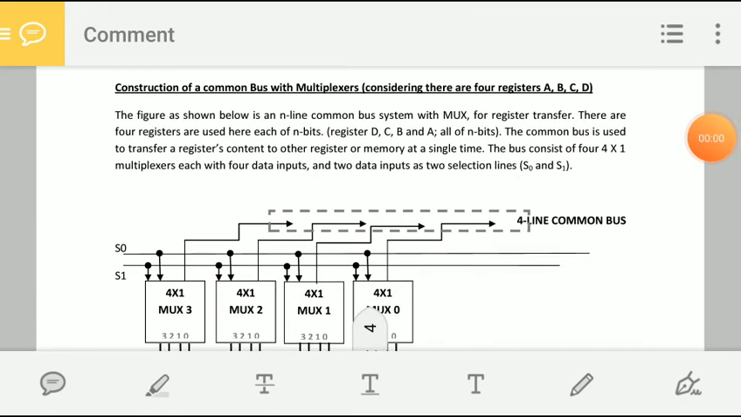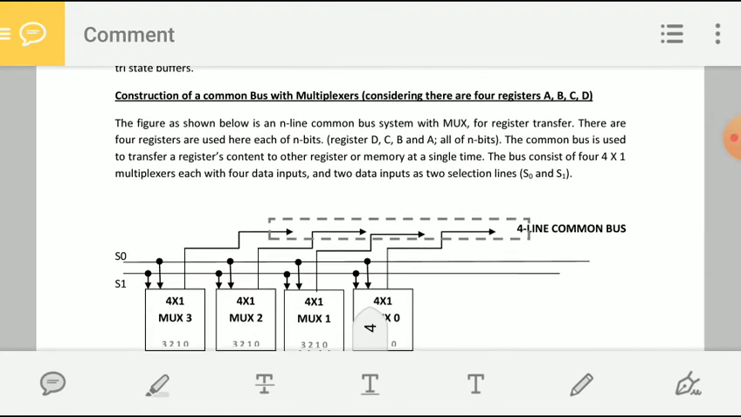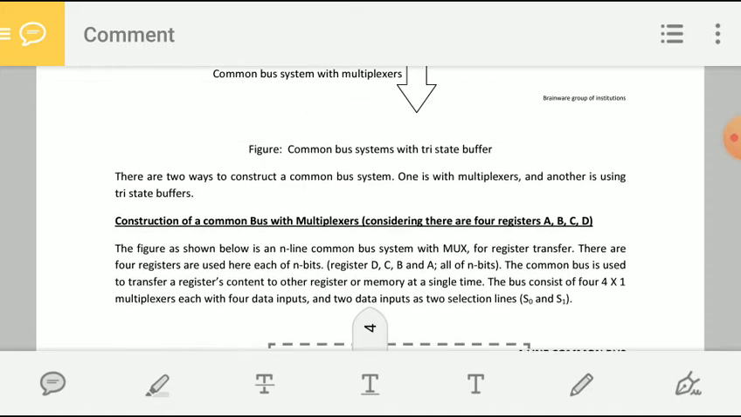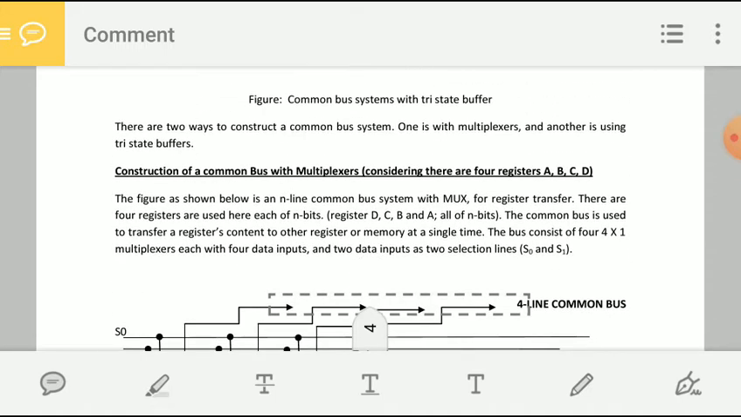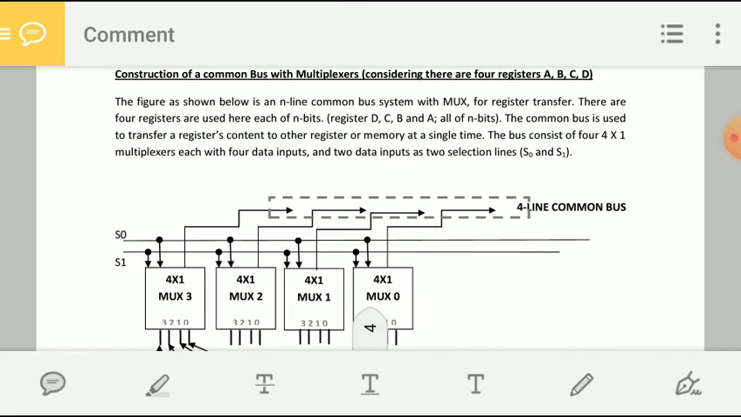Okay, good afternoon, students. In the last class, we discussed the different types of bus data and register data transfer techniques, data transfer operations. Today, we will discuss how data can be transferred using different approaches. One is the bus transfer using the multiplexer approach, and one is the tri-state buffer approach. See, this is the multiplexer approach.